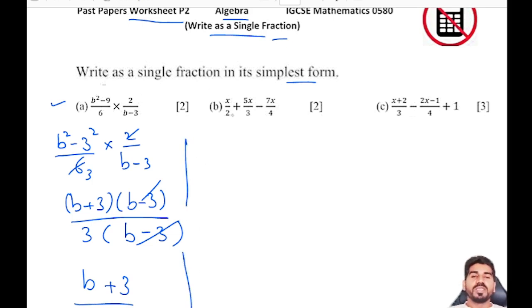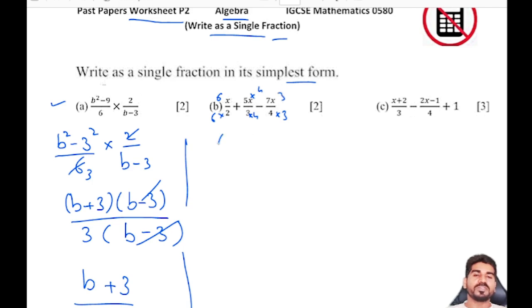Now part B is given, which is again a 2 marks question. You can see here there are 3 terms in this expression, and in the denominators you can see there are 2, 3 and 4. So what we can do, the first method is to equate their denominators. And how can we equate their denominators? We know that the LCM of these is 12, so we have to multiply here by 6 over 6, and here 4 over 4, and the last term by 3 over 3.